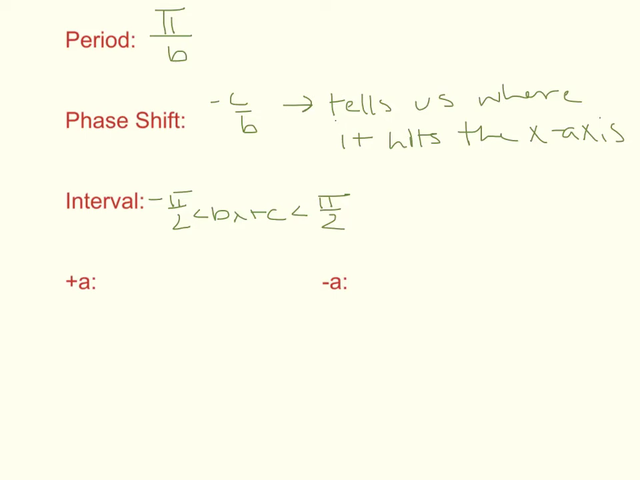Now, our a value used to tell us the direction of our curve, and it's going to do the same thing for tangent. If I have a positive a, your graph is going to go up. If I have a negative a, my graph is going to go down.